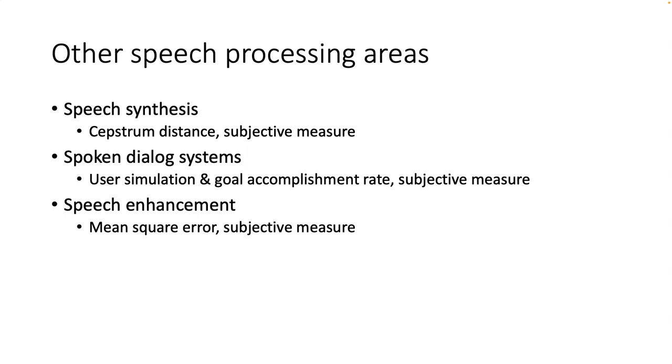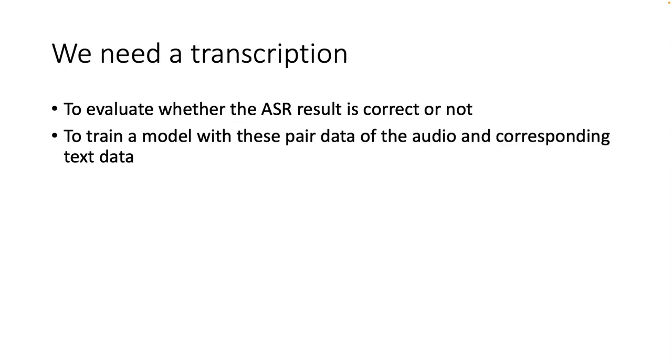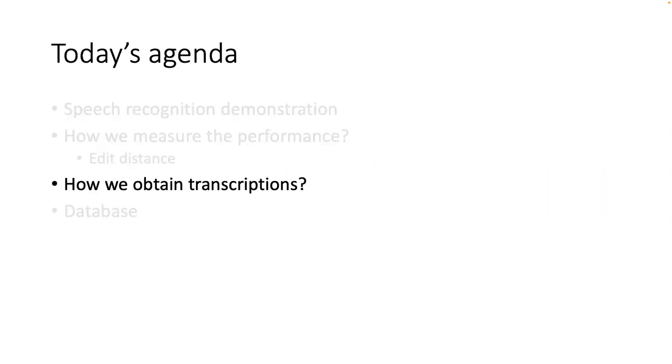However, to do that, we need a transcription, right? We need speech and the corresponding transcription. And then we can compute the word error rate. Or even if we train a model, we need this kind of transcription, right? So in the next part, I would like to explain how we obtain the transcriptions.